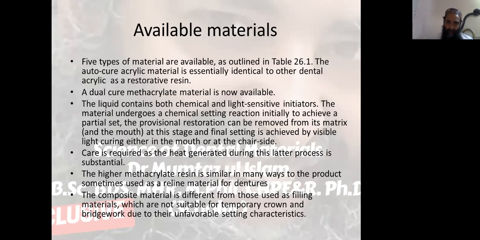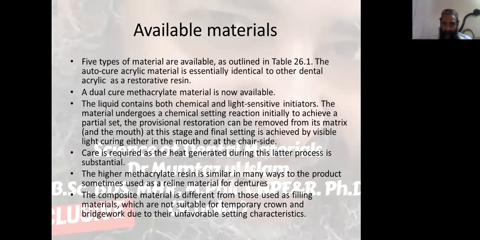A dual cure methacrylate material is now available. The liquid contains both chemical and light sensitive initiators. The material undergoes a chemical setting reaction initially to achieve a partial set. The provisional restoration can be removed from its matrix and the mouth at this stage, and final setting is achieved by visible light curing either in the mouth or at the chair side.